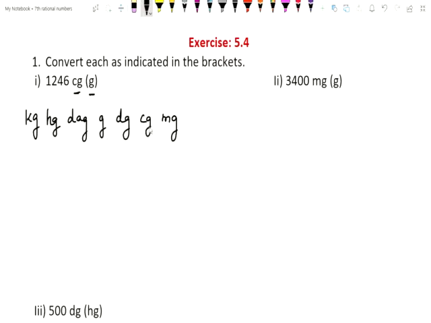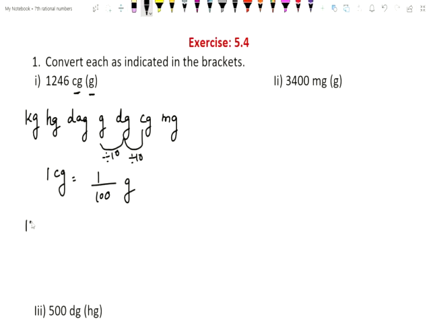Centigram is a smaller unit, gram is a larger unit. Smaller to larger, we have to divide. So one step, two steps. Each step we divide by 10. So 10 into 10, 100. Totally we have to divide by 100. 1 centigram equals 1 by 100 gram.